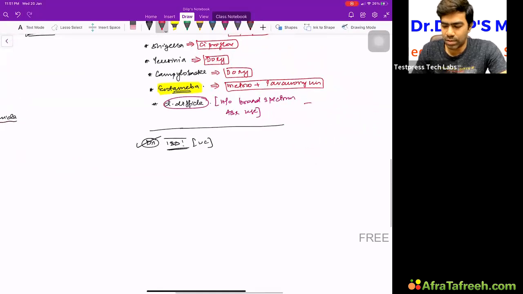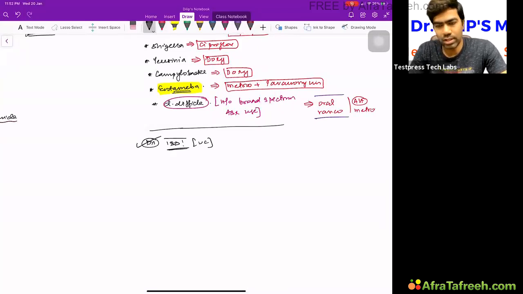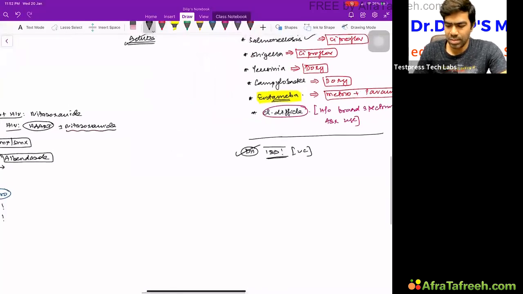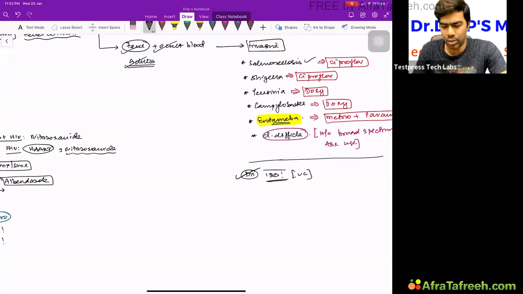As far as Clostridium difficile is concerned, right now the first choice will be oral vancomycin. The alternative will be metronidazole. Metronidazole can be given oral as well as IV, but metronidazole right now is only an alternative. If you are answering an exam question, the first choice will always be oral vancomycin in this situation. IBD has a different treatment. You don't treat it with antibiotics, by the way.